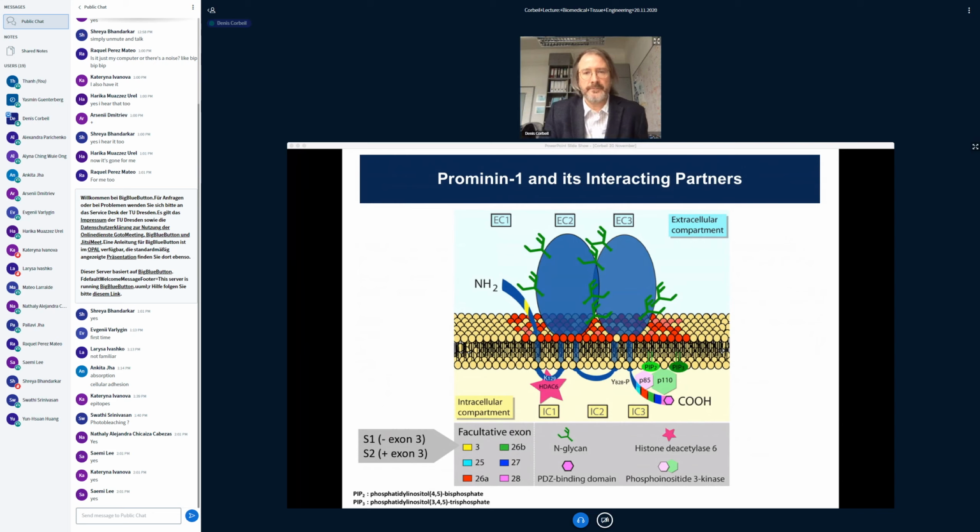Good? So, does anyone have an idea about what can be the function of this molecule, CD133?